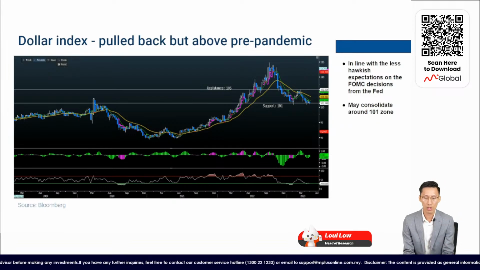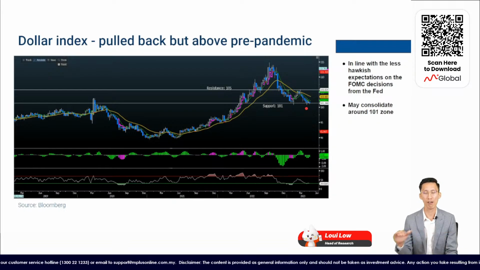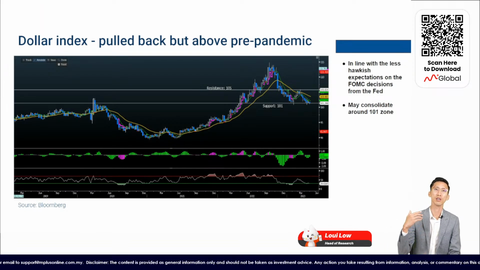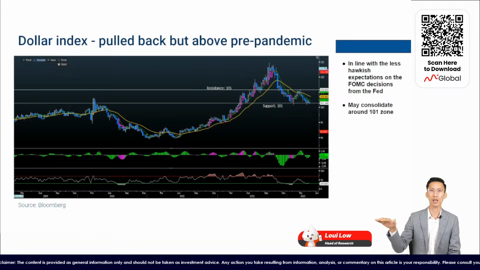Okay, so the dollar index has been going up strongly towards the 112 level, but recently it has been dropping back towards the 101 zone. I think it should be on this path or in this range of consolidation because this is in line with the less hawkish stance, right? If the Federal Reserve is going less hawkish, or at least pausing the interest rate for 2023, then the dollar index should be hovering just sideways.